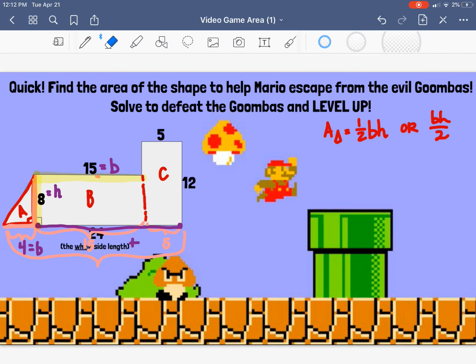So our last shape is our rectangle C. Well, do we know the dimensions of rectangle C? We have this side length is 5, this side length is 12. That's all we need to know for rectangle C. So we can do base times height using 5 and 12 as our base and our height for rectangle C. Once you get the areas of triangle A, rectangle B, and rectangle C, add them up to get the total area of this piece of this composite shape.